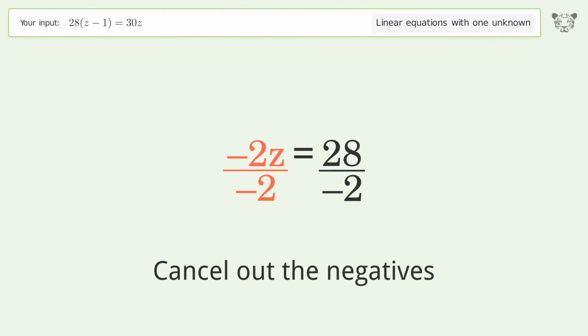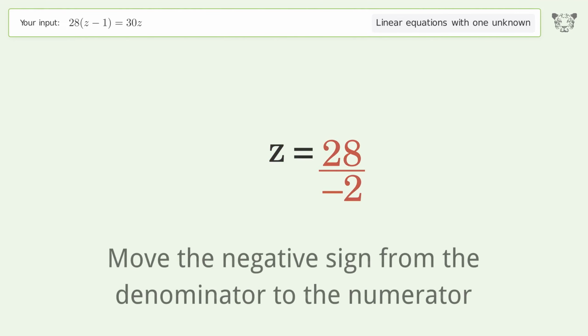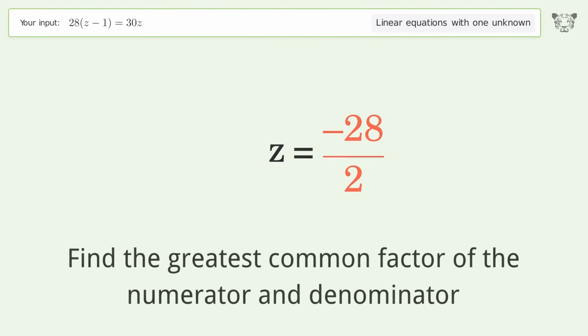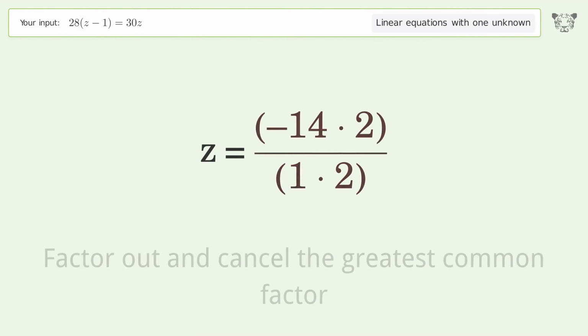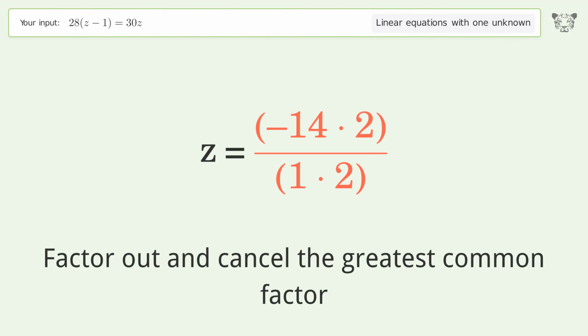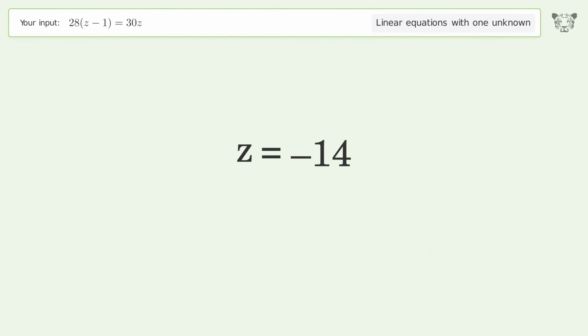Cancel out the negatives. Simplify the fraction. Move the negative sign from the denominator to the numerator. Find the greatest common factor of the numerator and denominator. Factor out and cancel the greatest common factor. And so the final result is z equals -14.